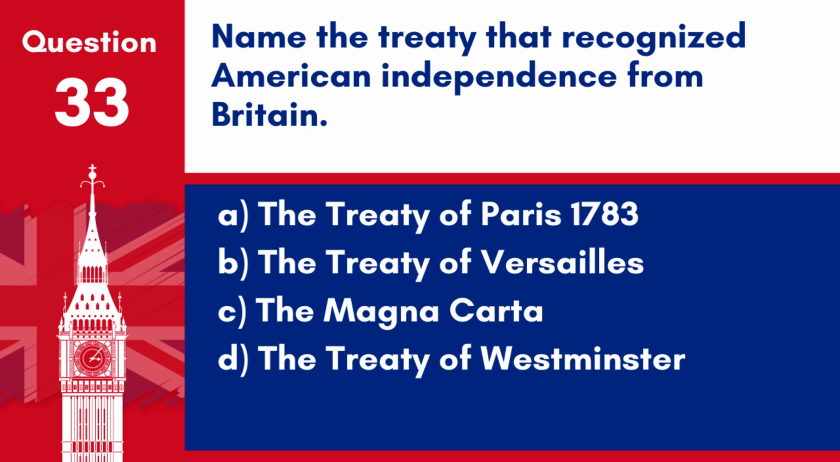Question 33. Name the treaty that recognized American independence from Britain. A. The Treaty of Paris, 1783. B. The Treaty of Versailles. C. The Magna Carta. D. The Treaty of Westminster. Answer. A. The Treaty of Paris, 1783. The Treaty of Paris in 1783 recognized American independence from Britain.